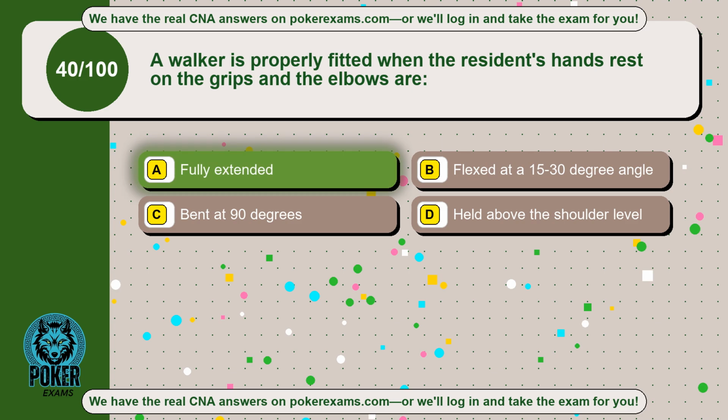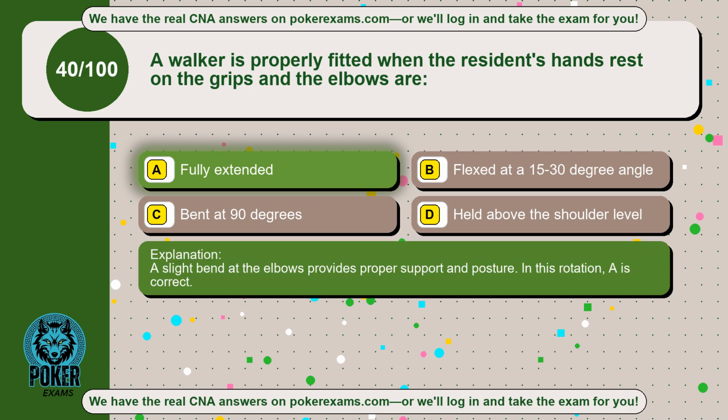The correct answer is option A. Fully extended. A slight bend at the elbows provides proper support and posture. In this rotation, A is correct.